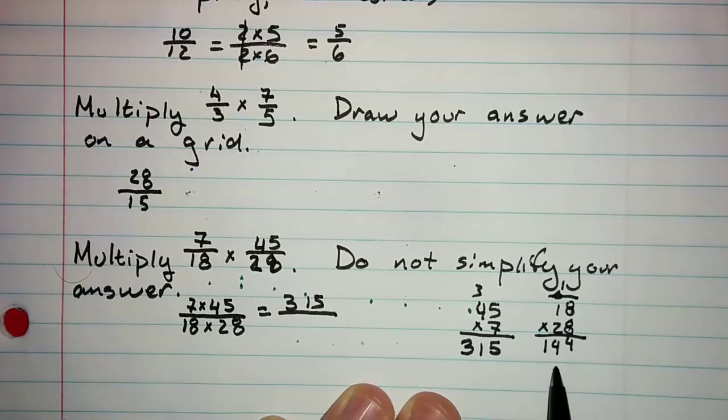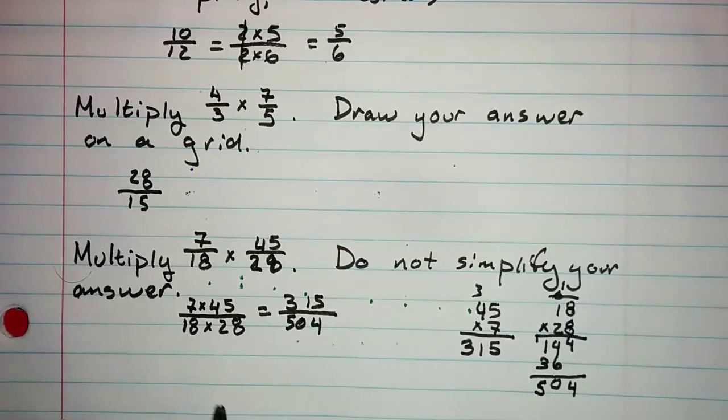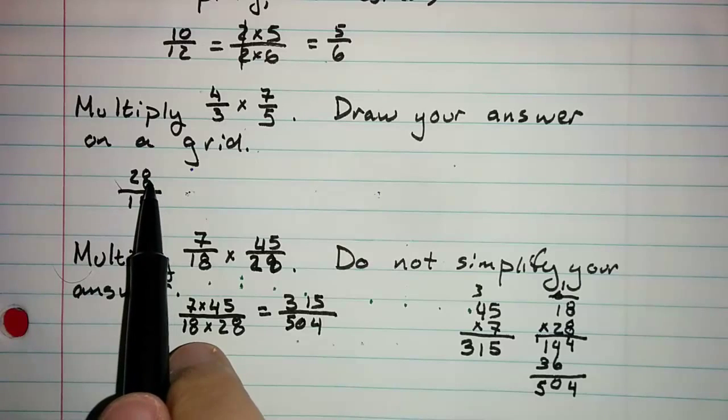2 times 8 is 16. 2 times 1 is 2, plus 1 is 3. Adding these up, 4, 10, 1, 2, 5. 504 will be my denominator. I get 315 504ths. I hope you agree that we don't particularly want to draw that out. But this is exactly the same idea as we had for this multiplication.